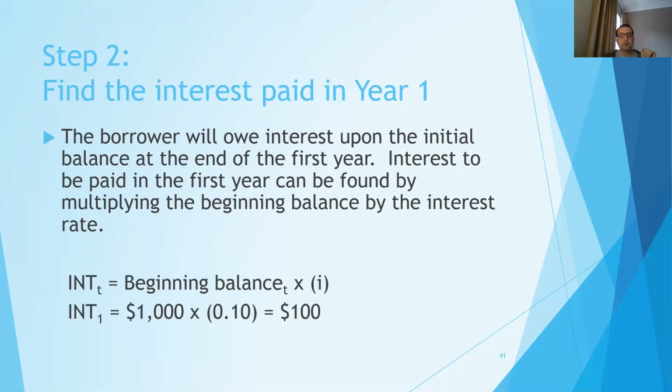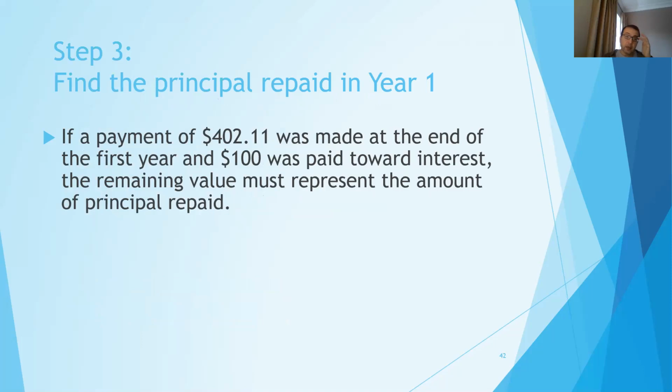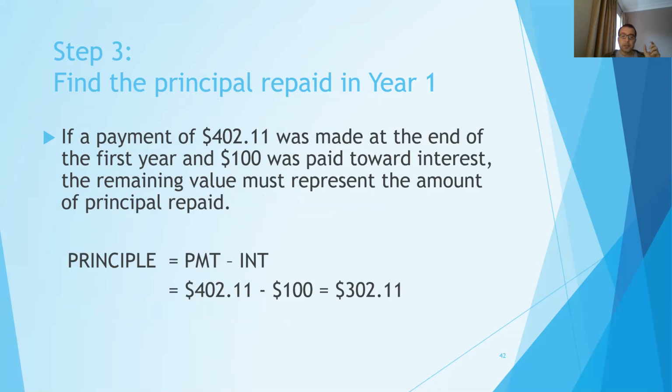Let's start from the beginning. So we know that we took $1,000 and the interest rate is 10%. So at the end of year 1, we have to pay $100 as an interest payment, right? So the first payment is 402. The remaining 302.11 must be paid from the principal amount, right? So the principal payment is 302.